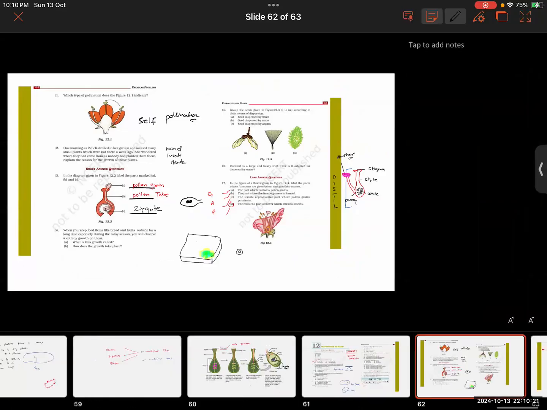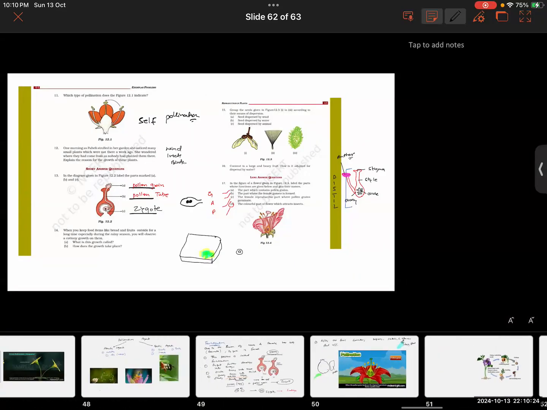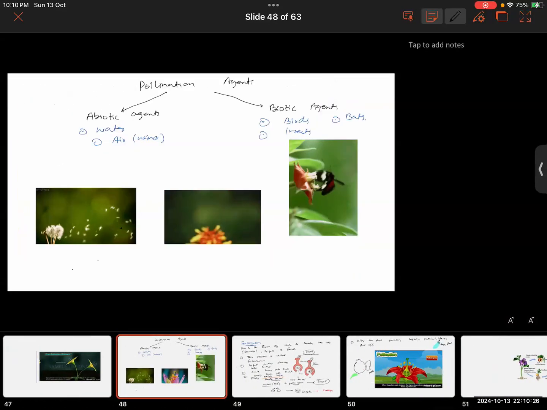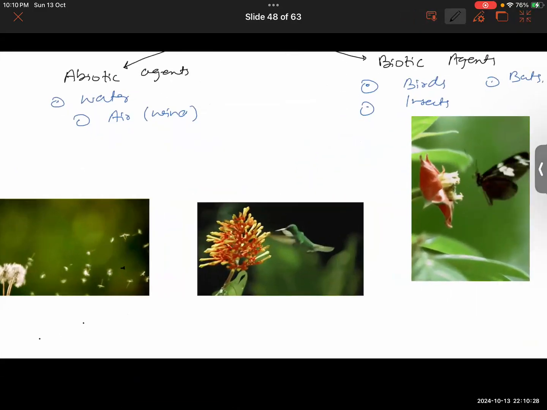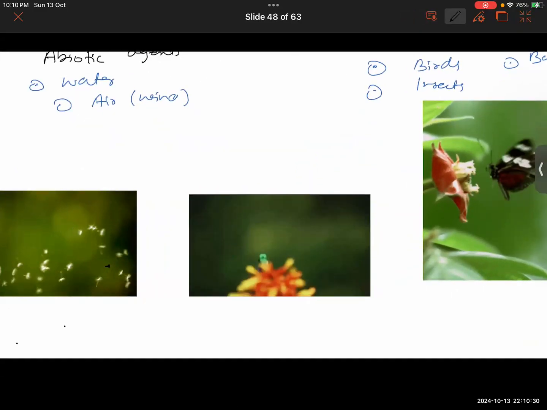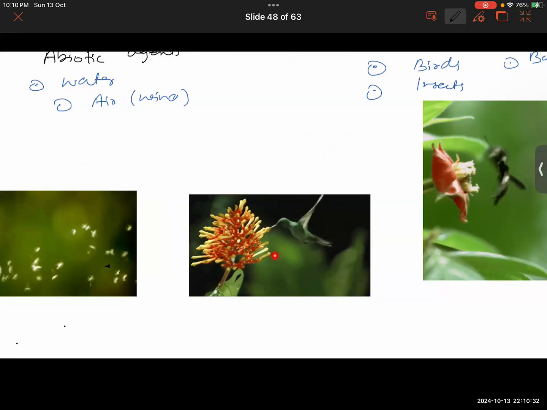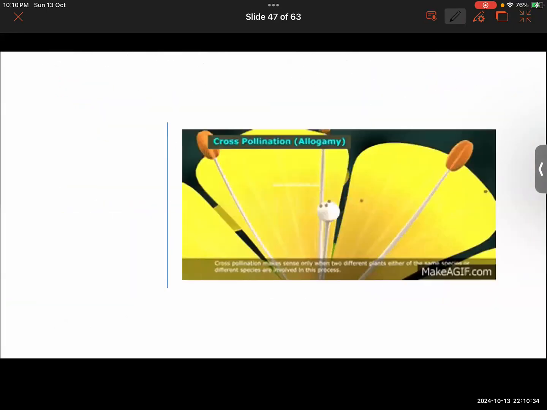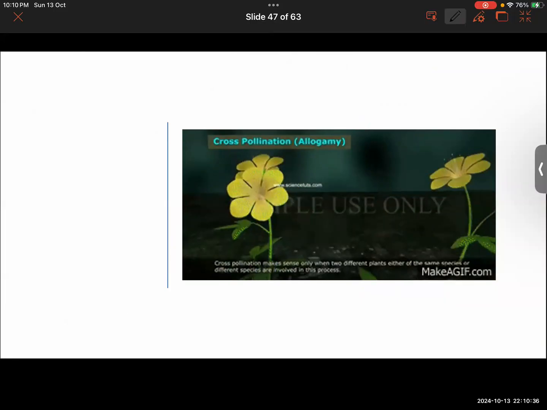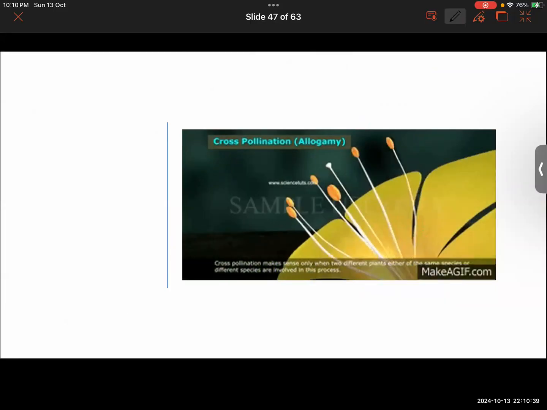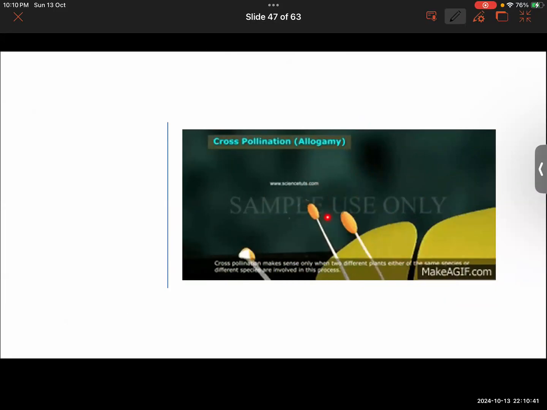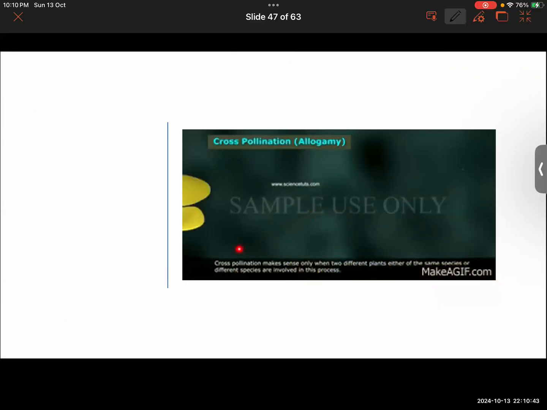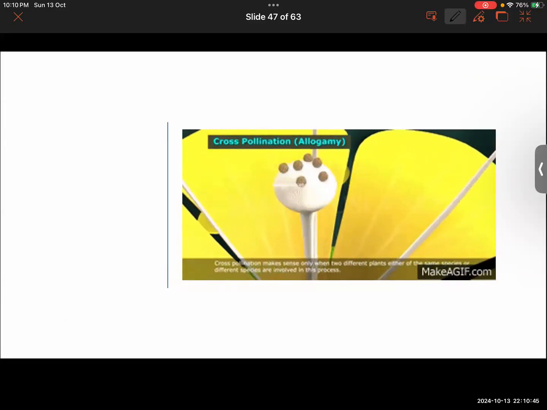Take a look at this image here. You will find that the thread-like filaments that you are seeing, on top of it, it is swollen, and that contains the anther, and inside the anther, pollen grains are found. In fact, you can look at this also. This swollen structure contains pollen grain, which is transferred from that to another flower here.